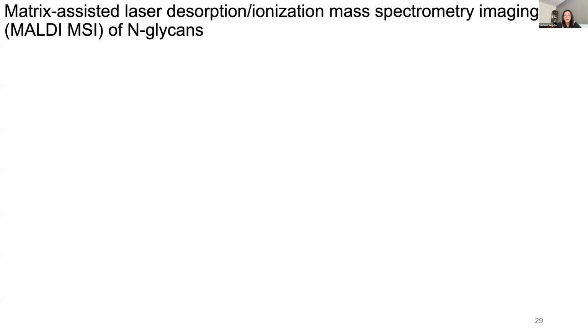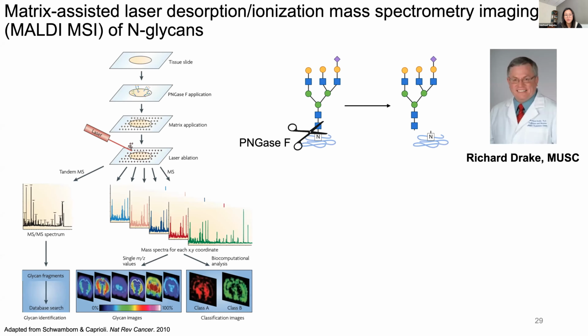Thanks, Mike. So hi, my name is Kay, and I'm a graduate student in Mike's lab, and I've been studying glycosylation with MALDI mass spec imaging, which is a method that uses mass spec to visualize the spatial distribution of molecules based on their molecular mass. A lot of my work has been done in collaboration with Richard Drake from Medical University of South Carolina, who has developed this method using MALDI imaging to interrogate glycans and map their spatial distribution in intact tissues.